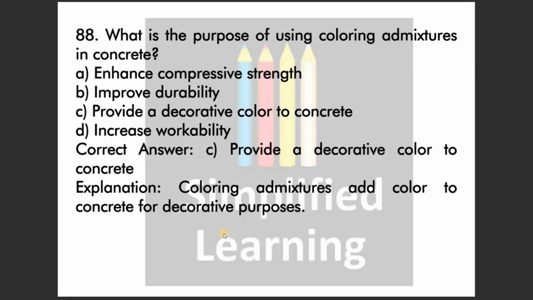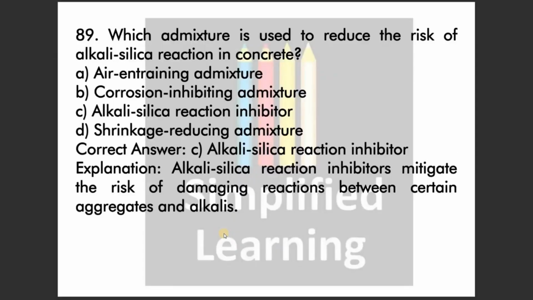What is the purpose of using coloring admixture in concrete? To provide a decorative color. Okay, you can use colored cement for that, or you can use a coloring admixture, pigmenting admixture in concrete. And the admixture that is used to reduce the risk of alkali silica reaction in concrete. And obviously, out of the options, you can select alkali silica reaction inhibitor.